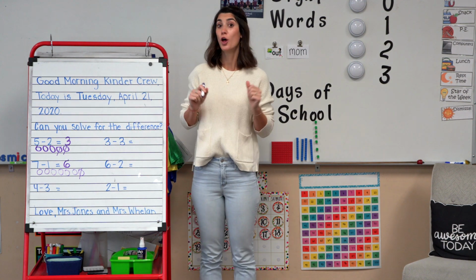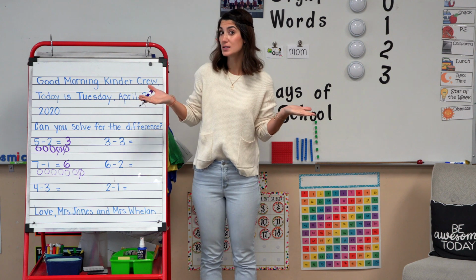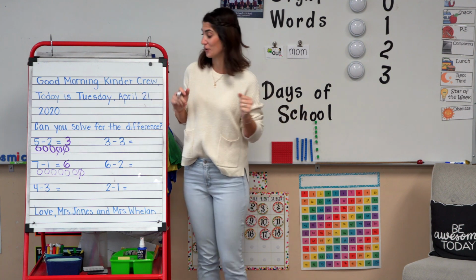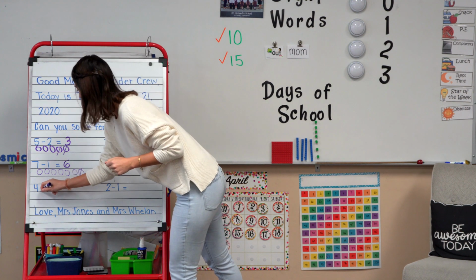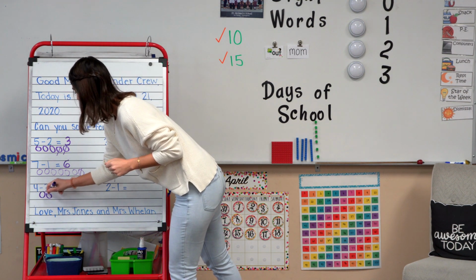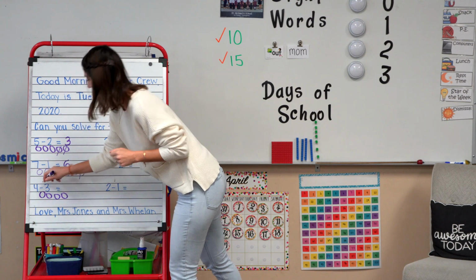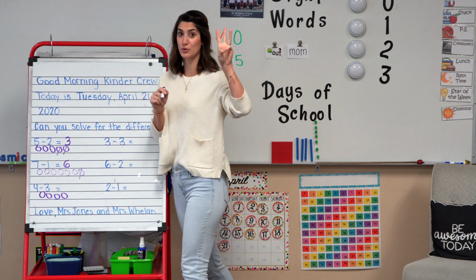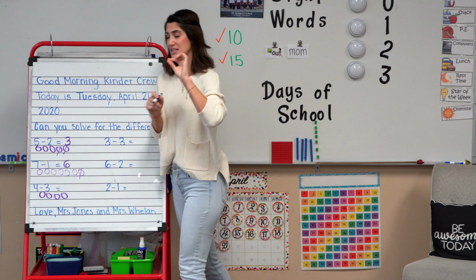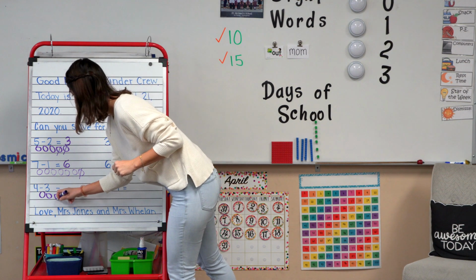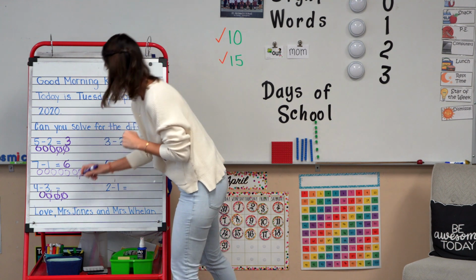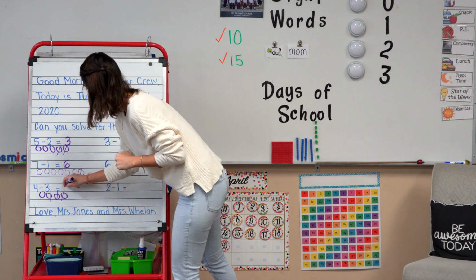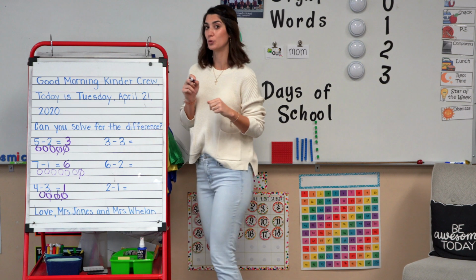All right, next problem. 4 minus 3 equals? All right, I'm going to draw it. We're starting with the number 4. So I'm drawing 4 circles. And I'm taking away 3 because it's 4 minus 3. So I'm going to cross out 3. How many do I have left? 1. Just 1. 1 is our difference. 4 minus 3 equals 1.